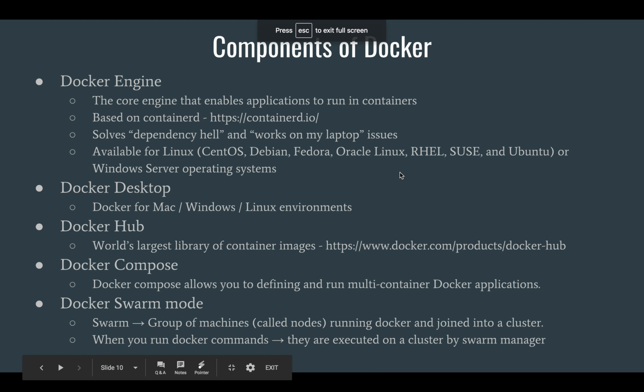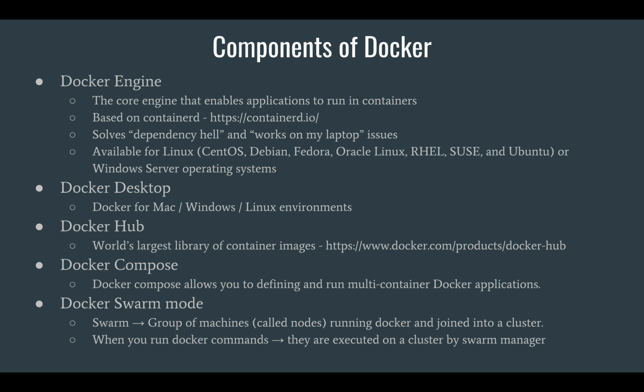Alright, now let's talk about components of Docker. What you're seeing here, we'll go into detail on each of these one by one. However, just to give a quick summary, the top level components are Docker Engine, Docker Desktop, Docker Hub, Compose, and Swarm mode. Now, Swarm itself is not a component but more of a mode in which you can use Docker. However, let's start with Docker Engine first.